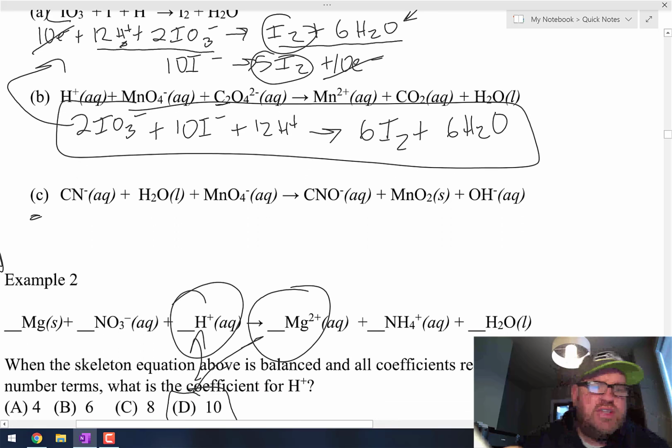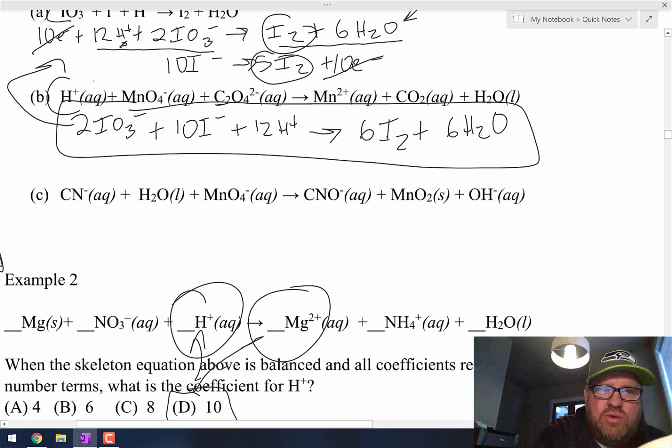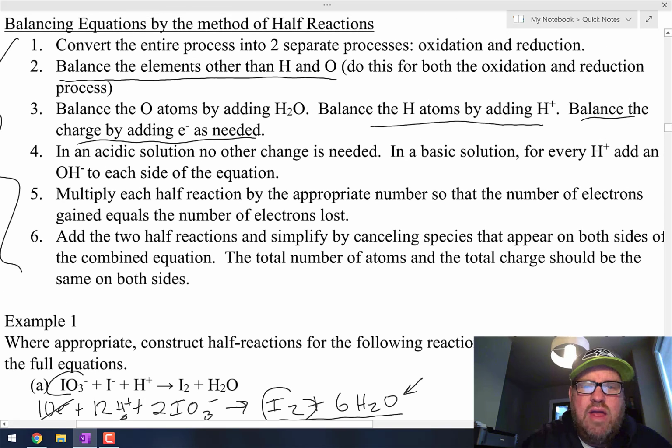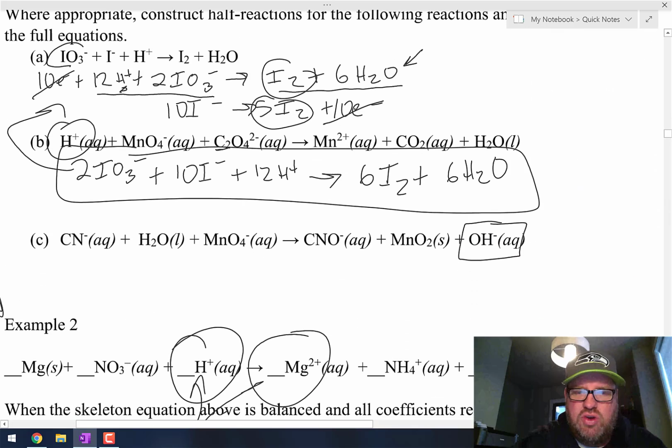Okay, our last one, letter C. Notice that this one, instead of an acidic solution, we have what's called a basic solution. You know what a basic solution is by now. Okay, the only other thing you have to do is, right after you add the H pluses to both sides, for every H plus that you've added, add a hydroxide to both sides of the equation. So let me show you what that means.